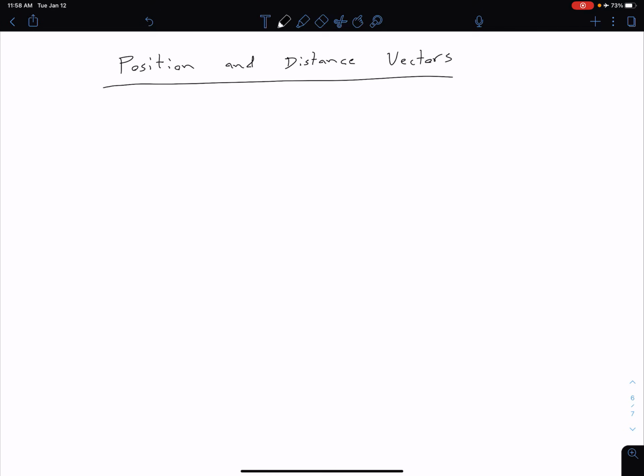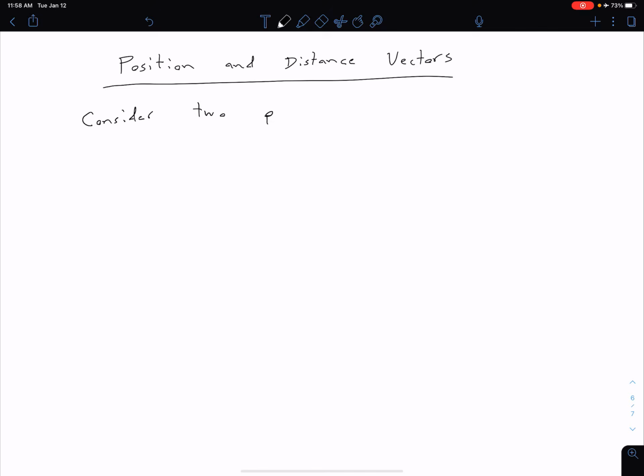Oftentimes when we're dealing with electric and magnetic fields, it's very important to know the distance between certain points or the position of various points so that we can determine some value. So because of that, we're going to now look at position and distance vectors. In order to make this a little easier to understand, let's consider 2 points in a Cartesian coordinate system.